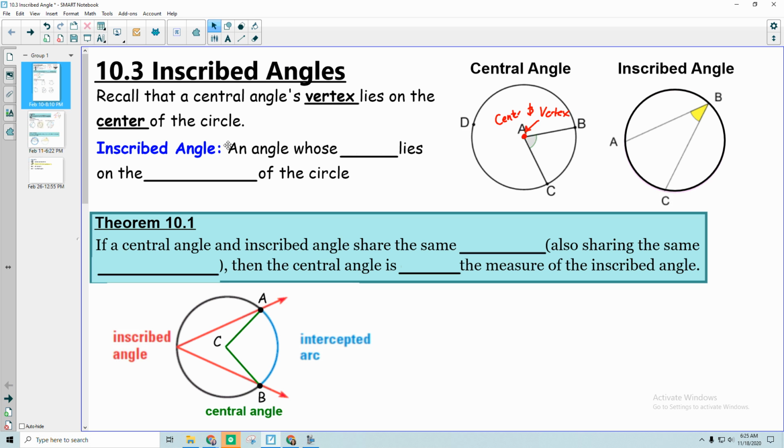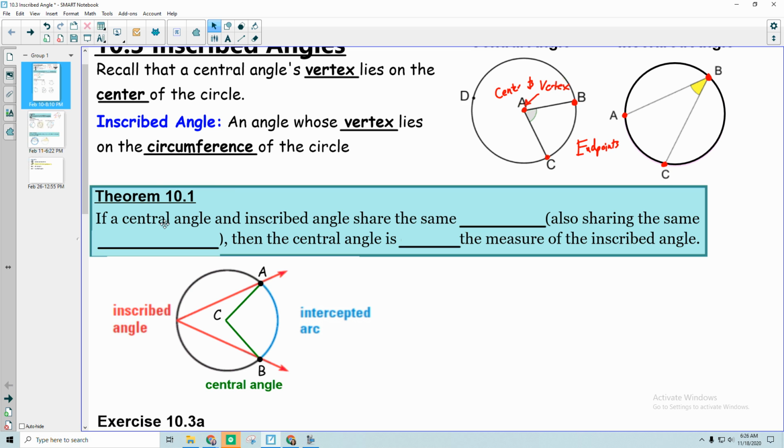An inscribed angle is an angle where the vertex lies on the circumference of the circle. So now the vertex is not on the center. Instead, our vertex is right on the boundary of the circle, and that point B could be anywhere on the boundary. Points A and C, and also points B and C, that lie on the circle, we're going to refer to as endpoints.